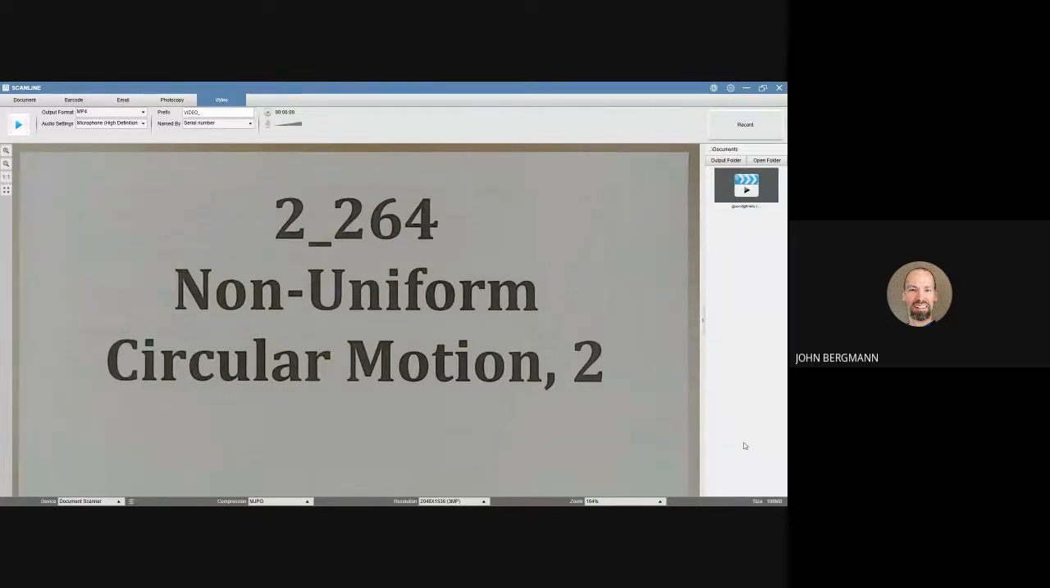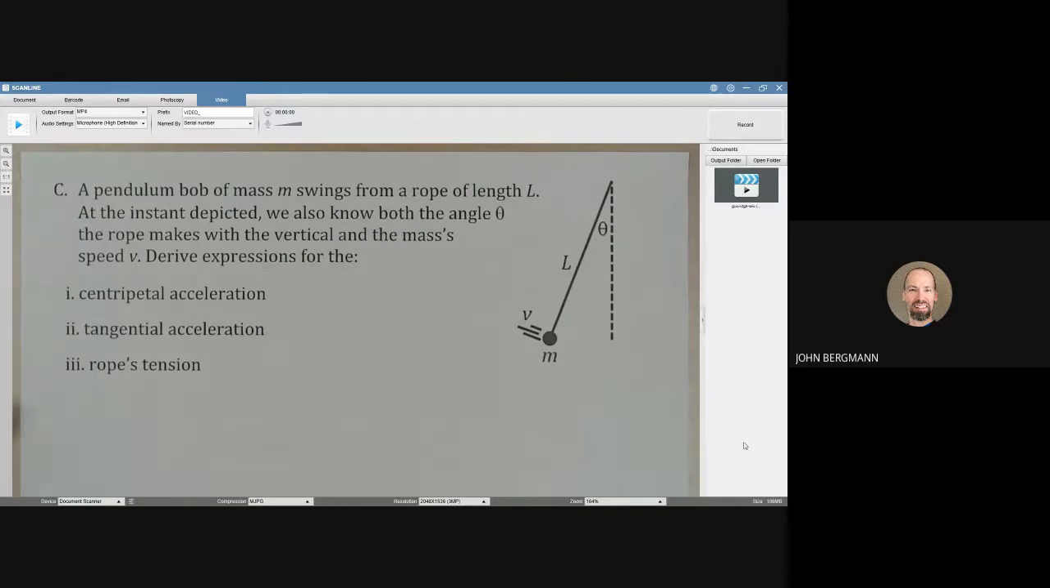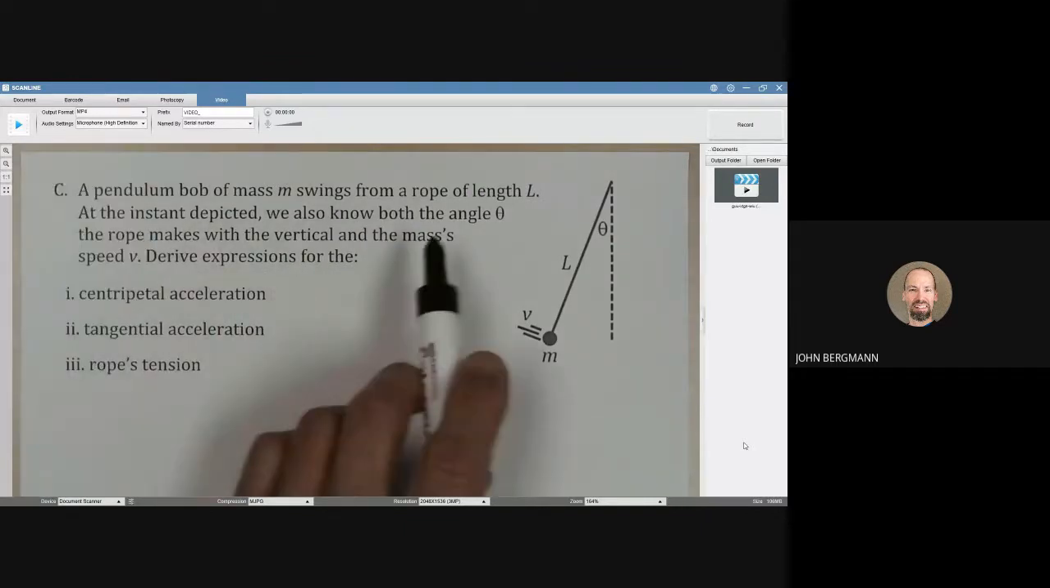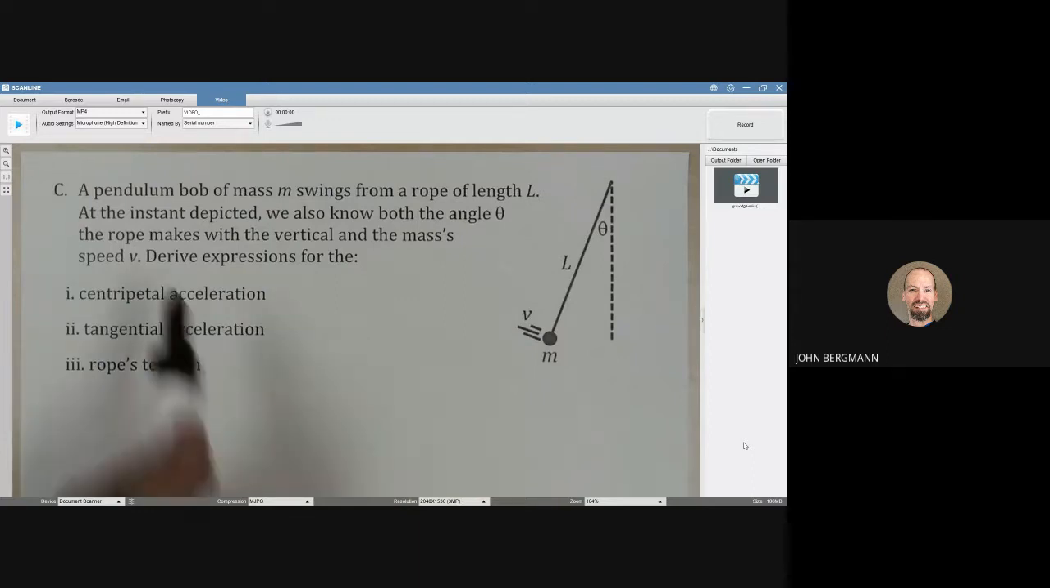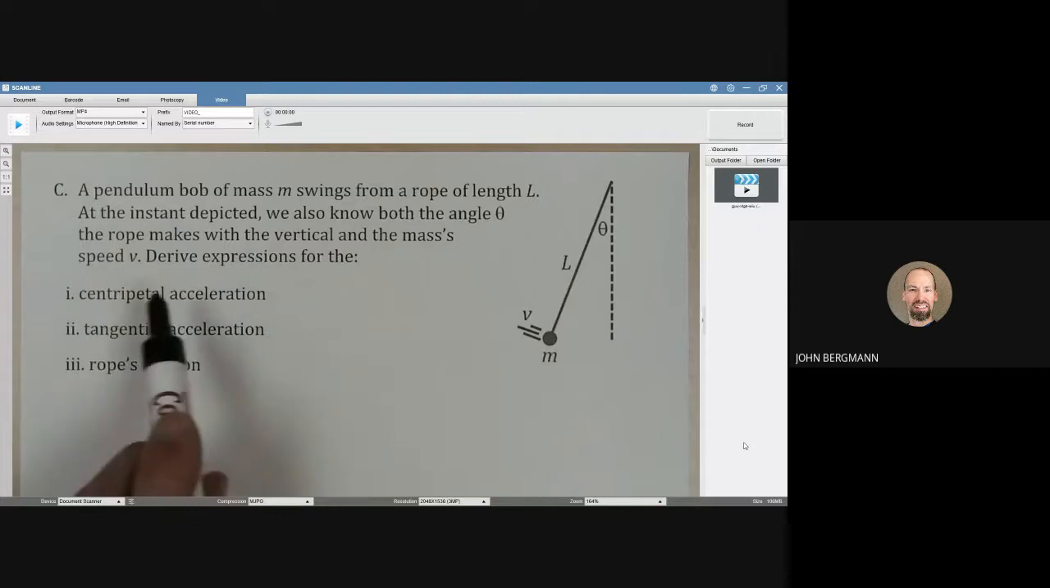This is our second video on non-uniform circular motion. Here we've got a pendulum bob of mass m swinging from a rope of length L. At the instant depicted, we also know both the angle theta the rope makes with the vertical and the mass's speed. Let's derive expressions for the centripetal acceleration, the tangential acceleration, and the rope's tension.